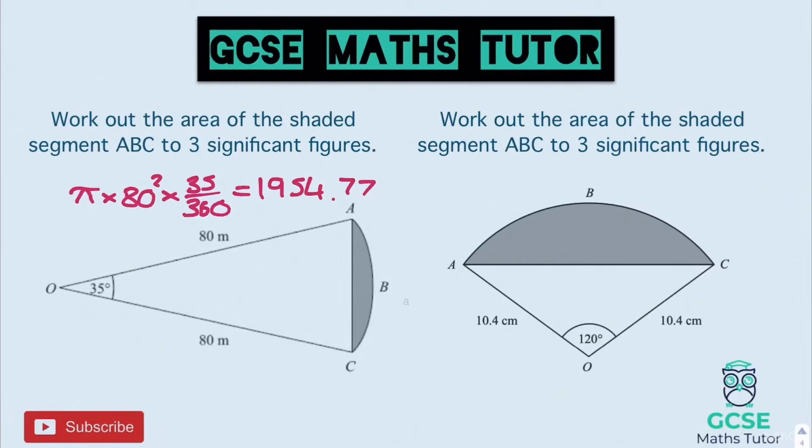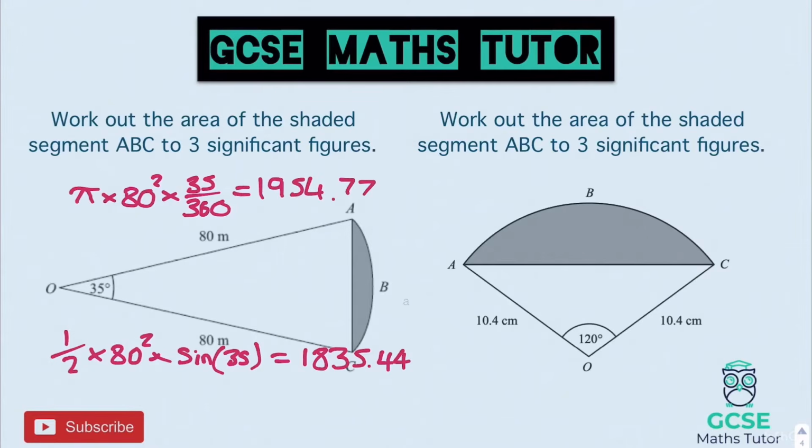Then we've got to get the area of the triangle. So we've got half times a times b, so I'm just going to put 80 squared, a times b, just to save a bit of space, times sine 35. So we've got 0.5 times 80 squared times sine 35. Pressing equals, that gives us 1835.44 if I round that to 2 decimal places.